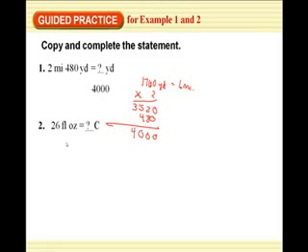26 fluid ounces to cups. Well, you look in the measurements with cups and ounces. There are 8 ounces in a cup. So how many 8s are in 26? It goes 3 times, which is 24. 3 and 2/8, which is 3 and 1/4 cups.